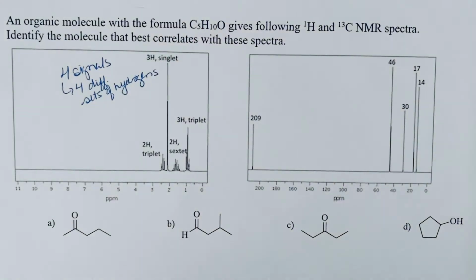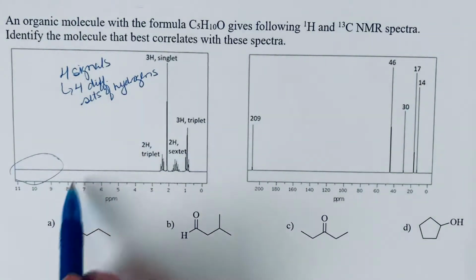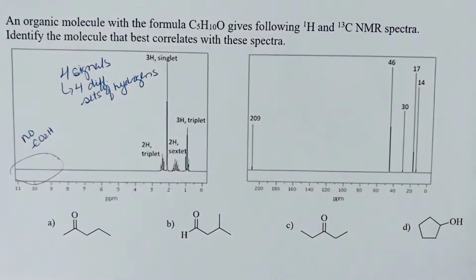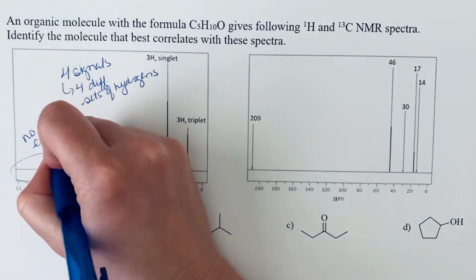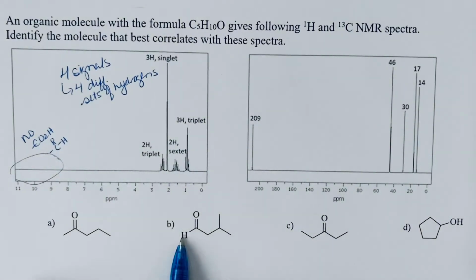And a couple other things that I would notice right away is that I don't have those characteristic signals that I would see down here for a carboxylic acid, which was not one of our options anyhow, or an aldehyde. Okay, so we don't have an aldehyde. So that's pretty important information because that would eliminate B for us.